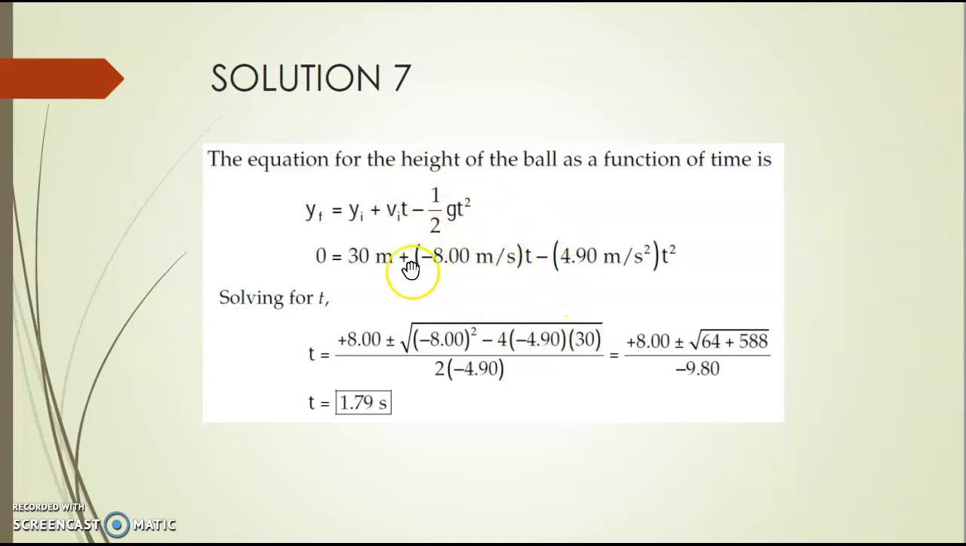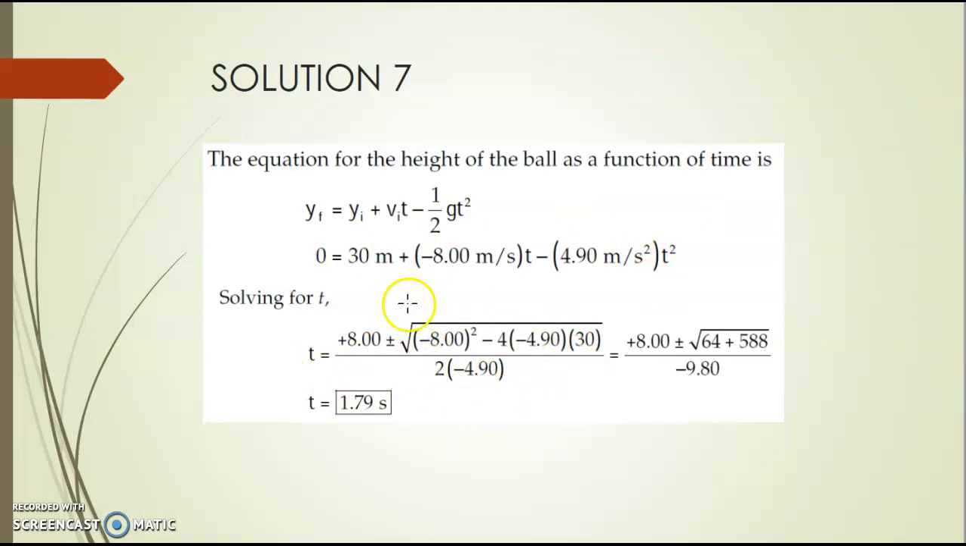Okay, so our final height is 0 because it strikes the ground. Therefore, this is our working formula. Negative 4.90 came from 1/2 of 9.80, so that's negative 4.90. Now, to solve for the time, you see it's in second power. Therefore, we're going to be using the quadratic formula here.